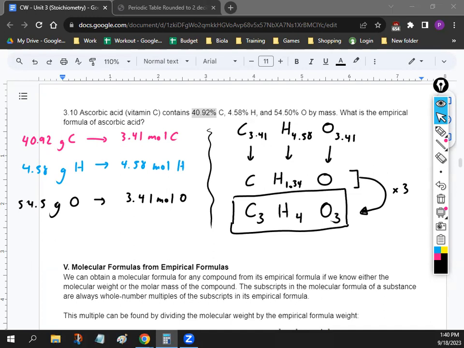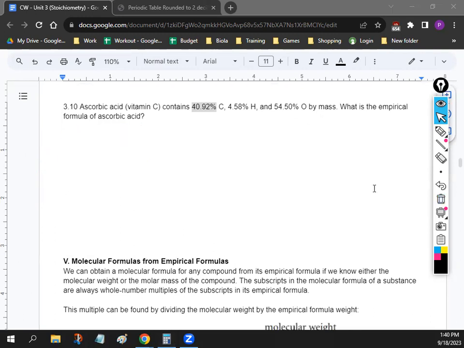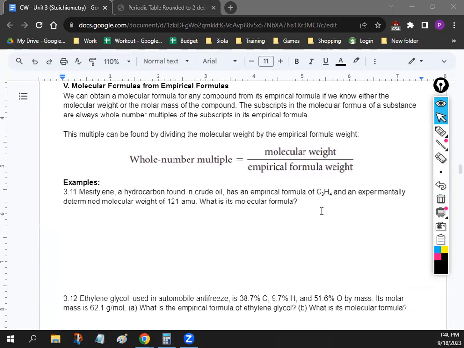Okay, so that's empirical formulas. Now we're going to talk about how to turn this into a molecular formula. That's the next step. I want you to copy down this formula right here. Once you have the empirical formula of something and you have the molecular weight, you can use this equation to find the molecular formula. I'll explain what that looks like in a second, but just copy down that formula right there, and I'll show you how to use it.